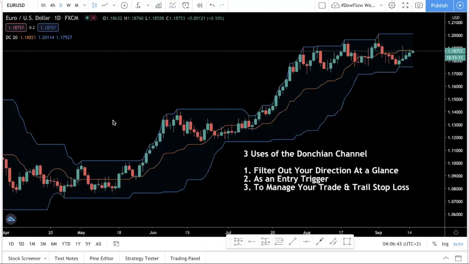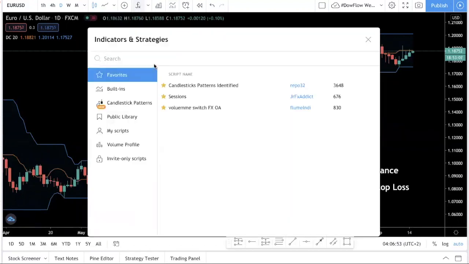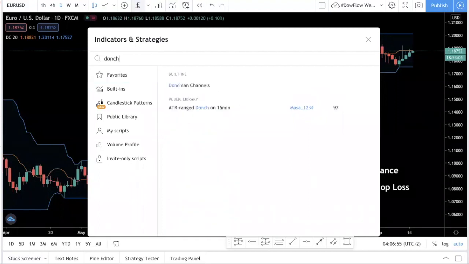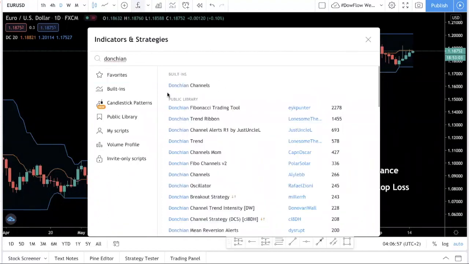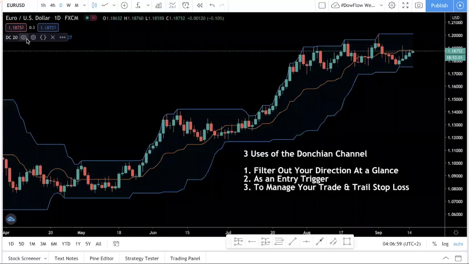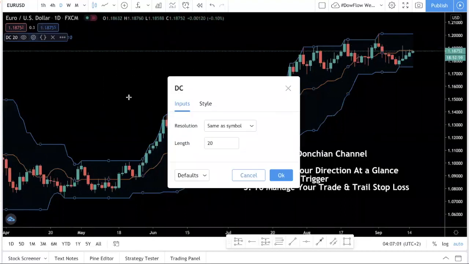Now, the Donchian channel, if you want to use it, the first thing you want to do is come over to TradingView. This is a free indicator. So the first thing you want to do is click on indicators and strategies, and just spell it out: Donchian channel. Just click this one, and you should see an indicator such as this. The length, just put it at 20.